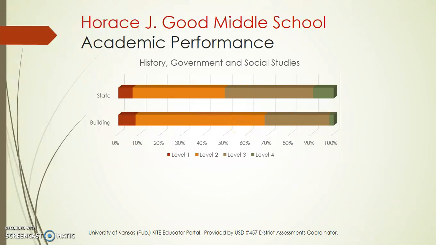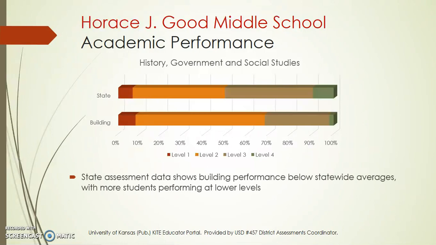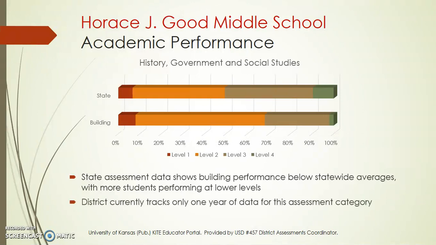In history, government, and social studies, the trend continues. Again, we have a greater number of students performing at the lower tiers and fewer students performing at the higher levels. It's important to note that for social studies, though, our district currently is tracking only 1 year of data, so I have no multi-year trend analysis for that. And this information is provided to us through KITE.